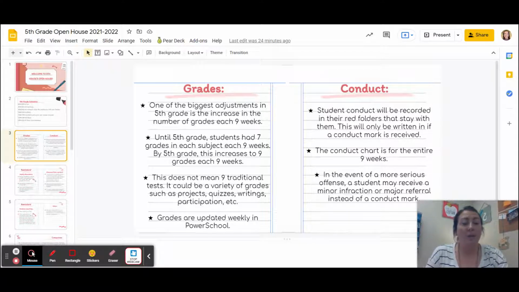It is for a 9-week period, so it will start over. Also, there are some behaviors that obviously are a little bit beyond a conduct mark, so there might be a time when a student would receive a minor infraction or major referral instead of a conduct mark, which parents would be notified, and that would be communicated with them if that were to happen.